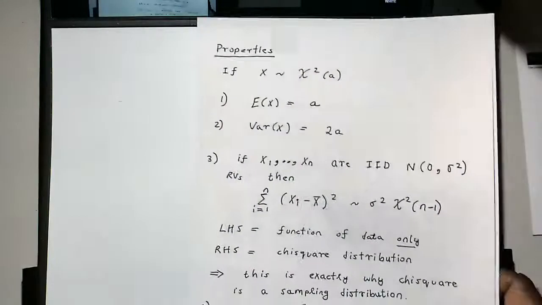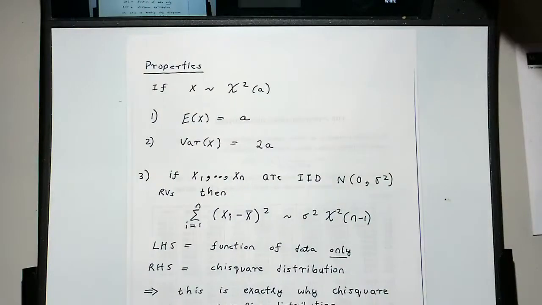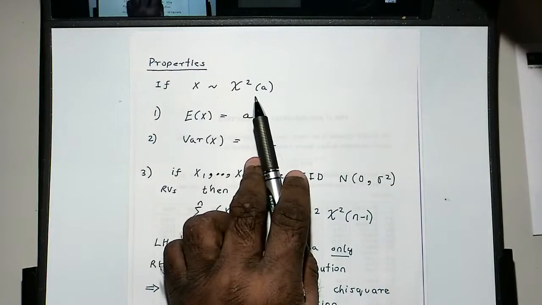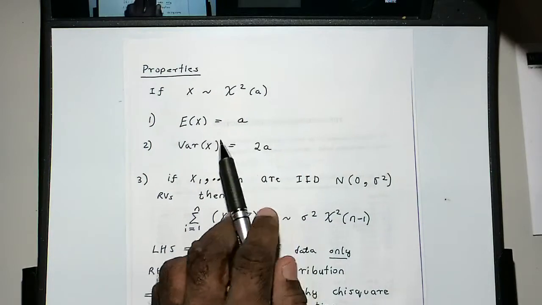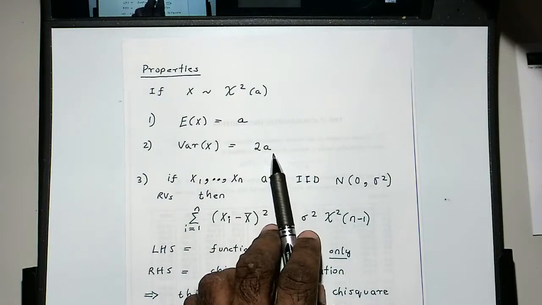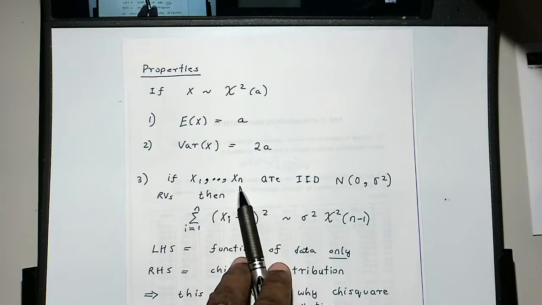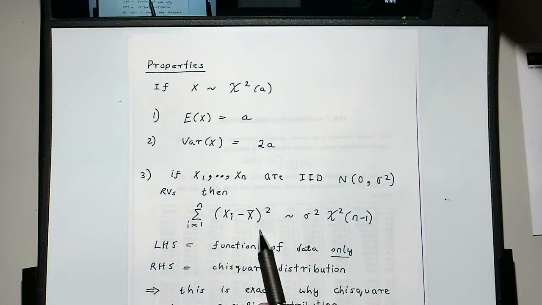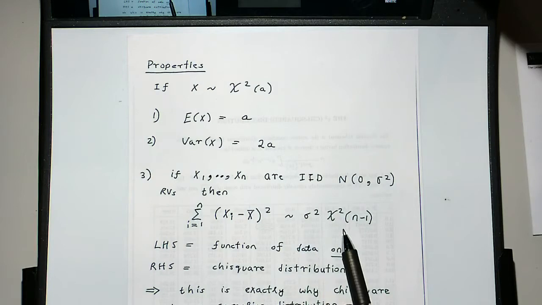And then there are some properties of chi-squared. So if you have a variable x that has a chi-squared distribution with a degree of freedom, then the expected value is a, the variance is 2 times a. And if you have a random sample from a normal with these parameters, then this guy here has a distribution that is equal to sigma squared times the chi-squared variable with n minus 1 degree of freedom.